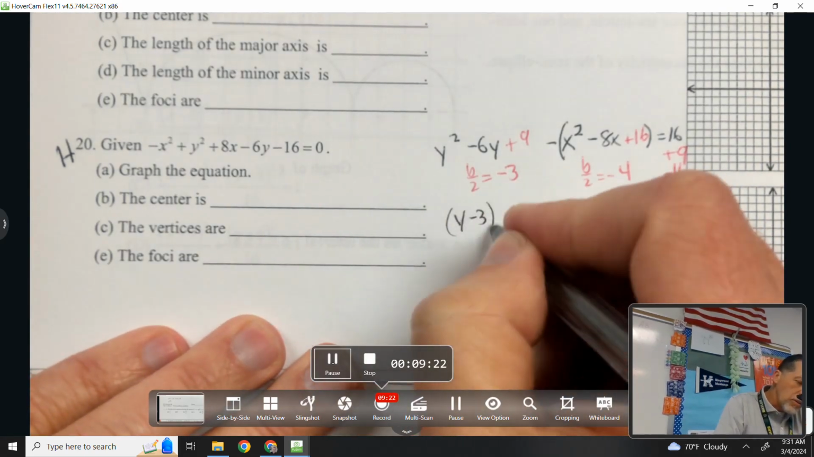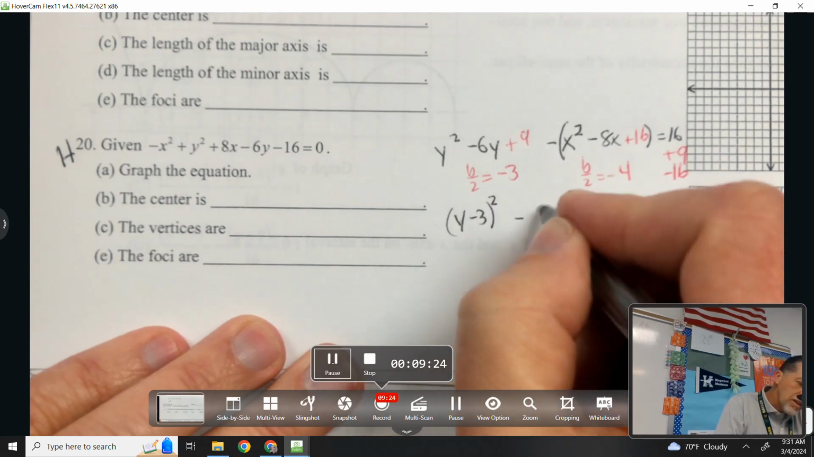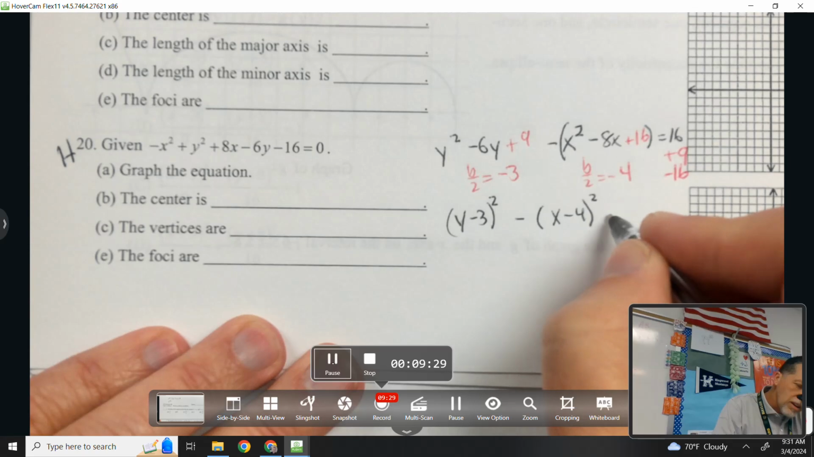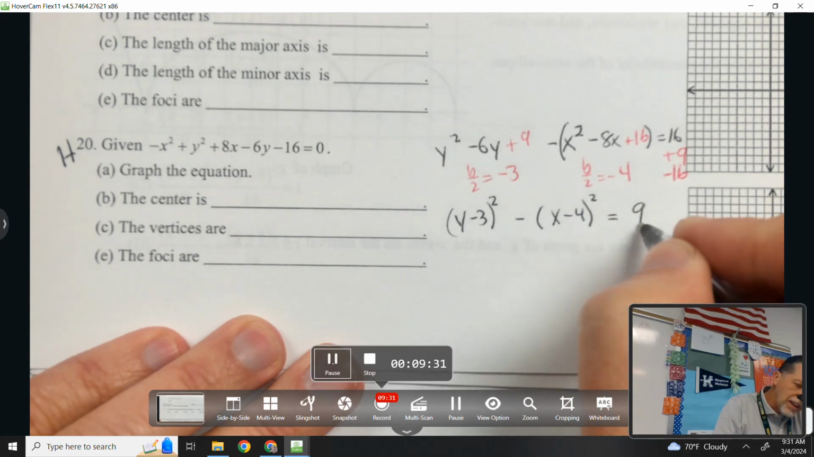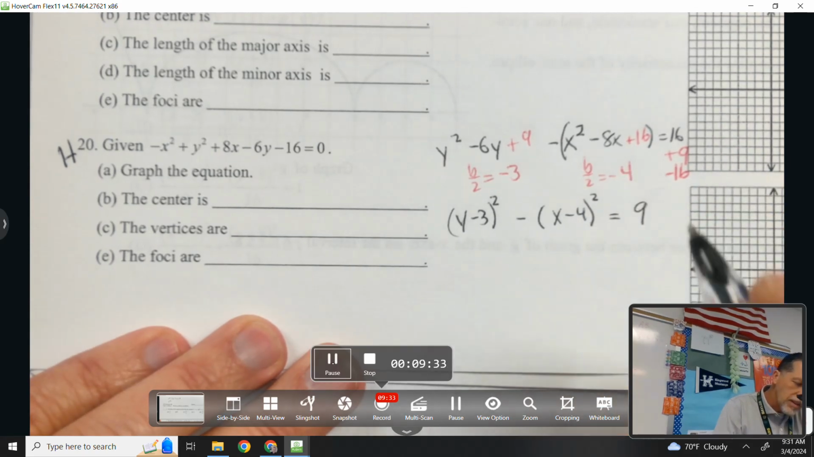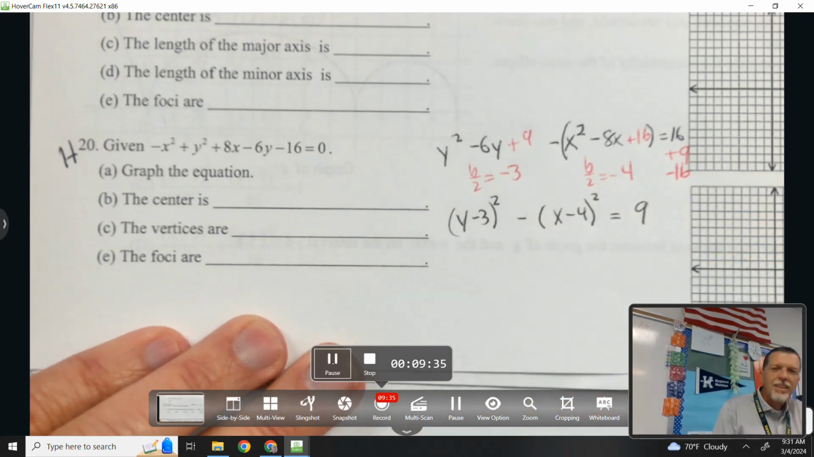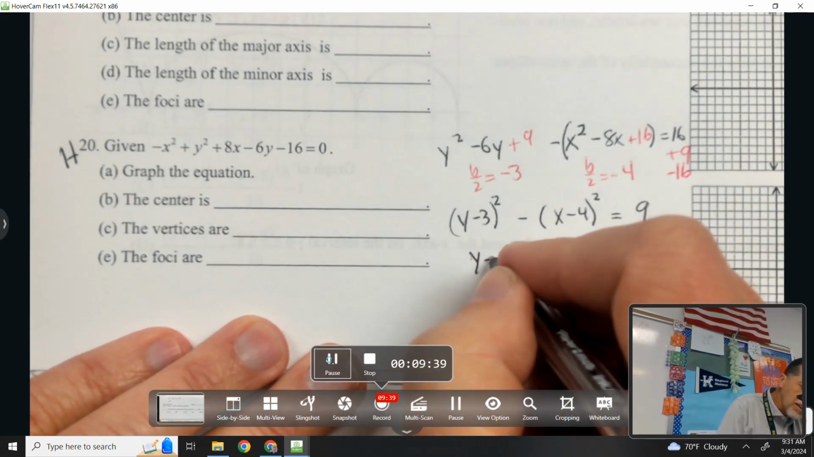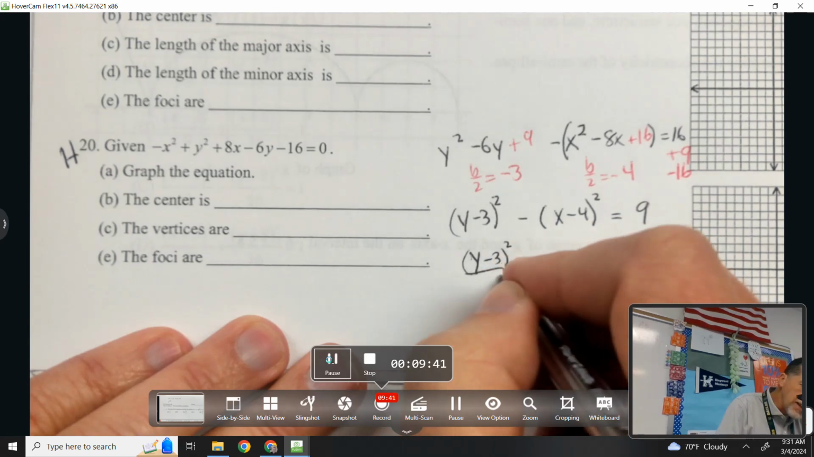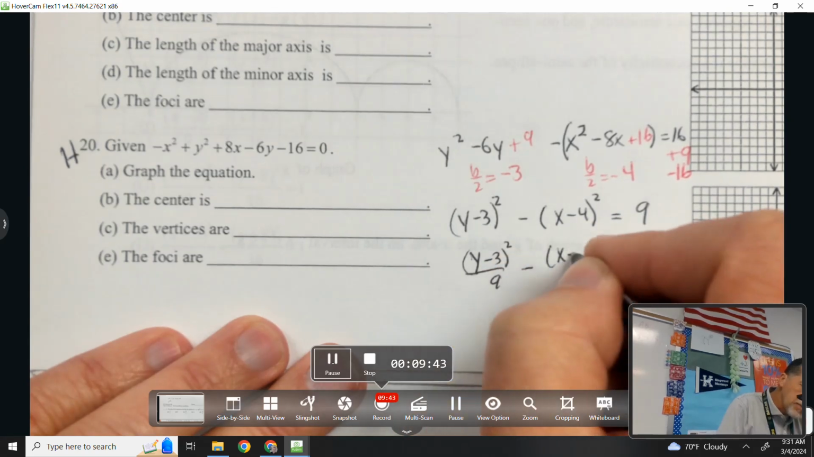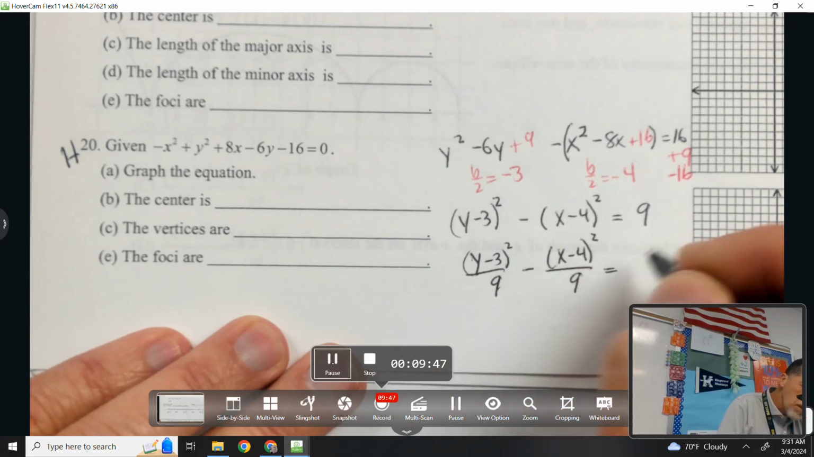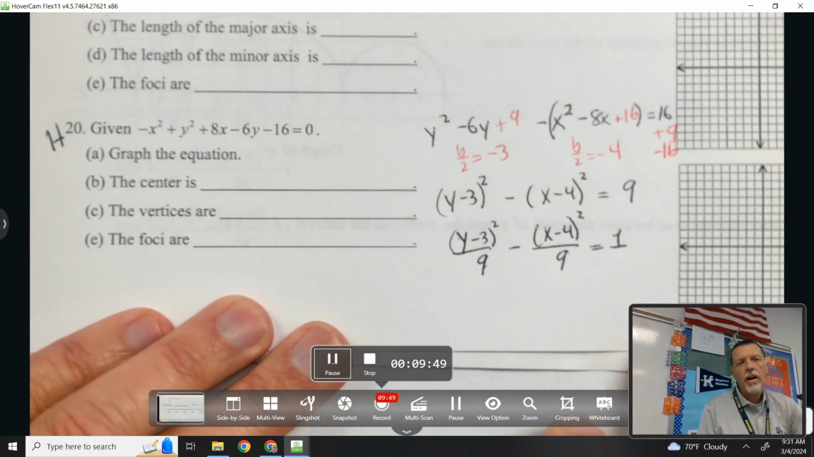So y minus 3 squared minus x minus 4 squared equals 9. But that's not wrong. It just doesn't look like a hyperbola yet. So let's divide everybody by 9. Okay, now I can start answering questions.